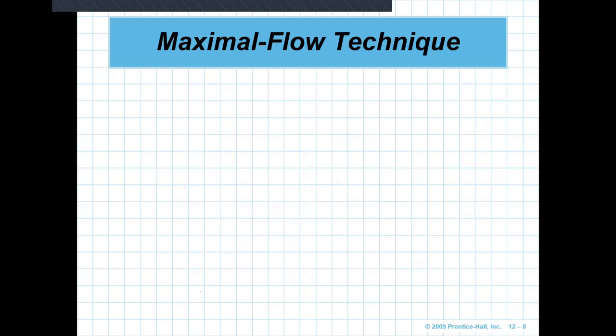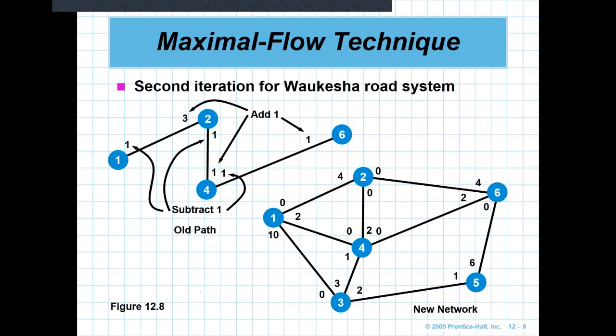After that, you need to choose again, the second path. The second iteration, or second path, is 1, 2, 4, 6. And then see the smallest number from the capacity. 1 to 2 is 1, 2 to 4 is 1, 4 to 6 is also 1. All the numbers are 1. That means the smallest number is 1. So 1 minus 1 becomes 0, and 2 to 4, 1 minus 1 becomes 0 here.